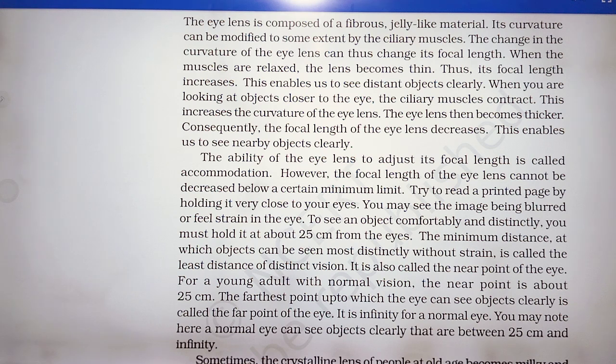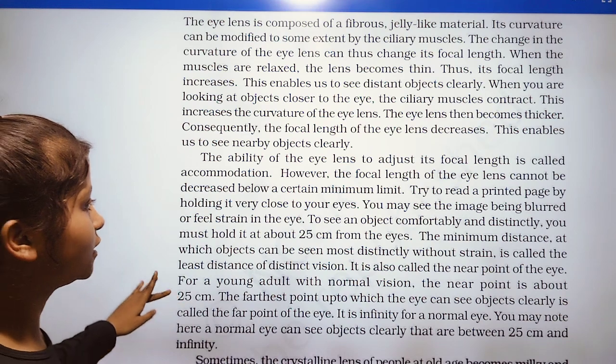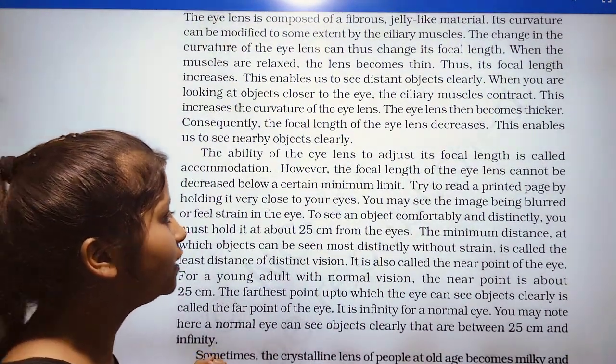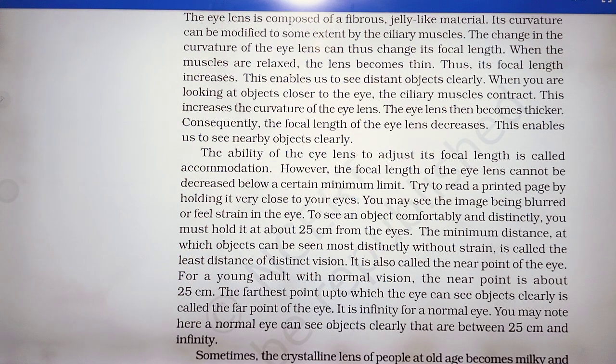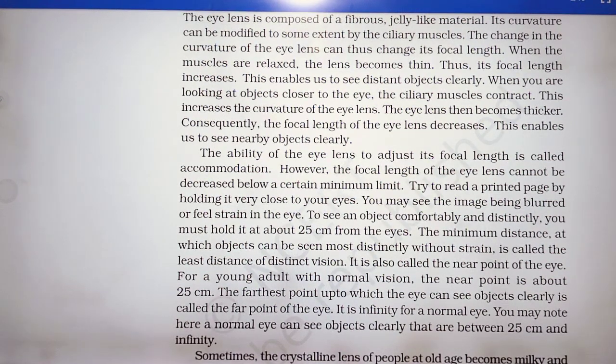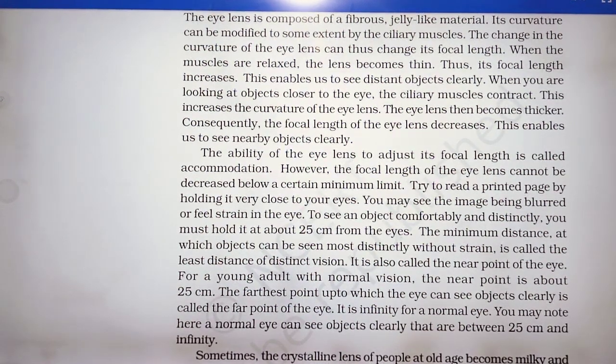However, the focal length of the eye lens cannot be decreased below a minimum limit. There is a limit beyond which it cannot be decreased. Try to read a printed page by holding it very close to your eye. Take a printed paper, place it very close to your eye, and try to read what is printed on it.